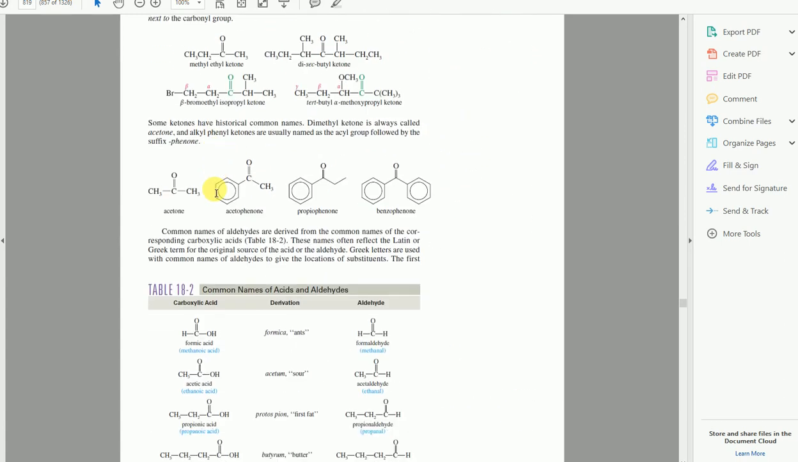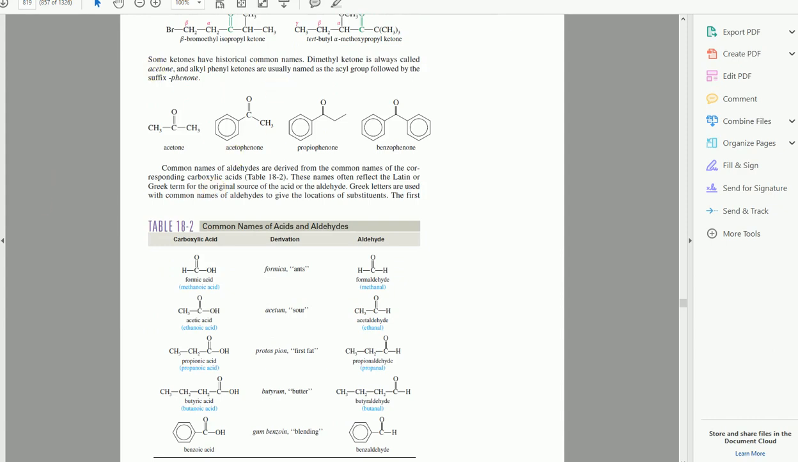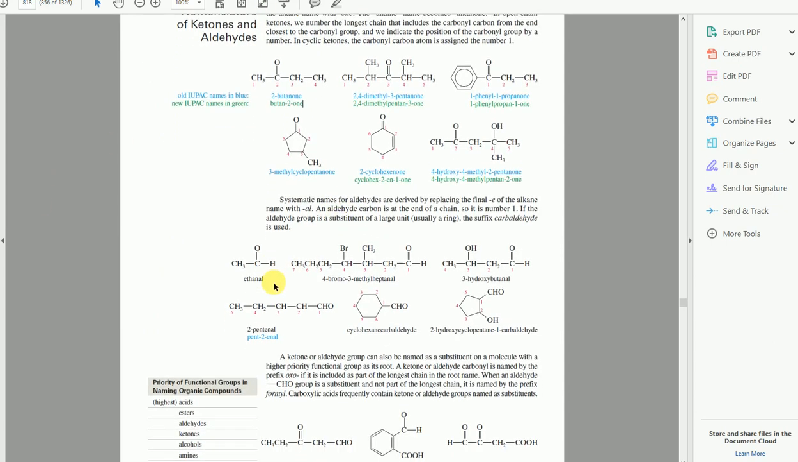And then for aldehydes, you're going to replace the E with Al. So this is a two carbon chain, and ethane is going to be ethanal. So the E is replaced with Al. Heptane, heptanal, and so on and so forth. Not too bad.